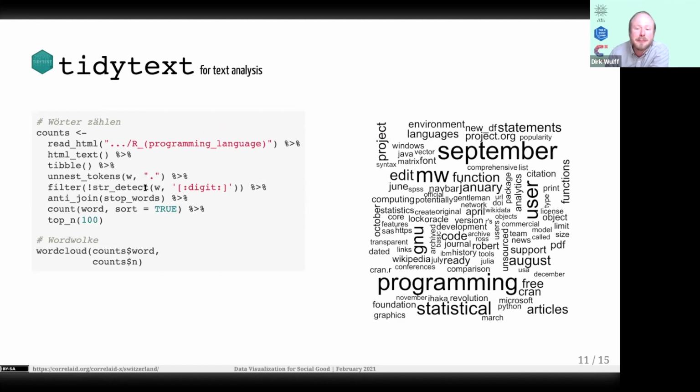Here's a simple application where you use the web page that I just read in on the previous page, and I create a word cloud from the R web page. So this is the word cloud created from the Wikipedia page on R, and it tells you that the Wikipedia page on R is a lot about programming and users. And for some reason, September, maybe that's the month R was created.